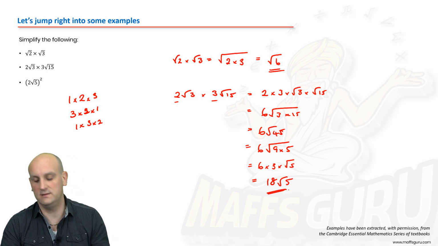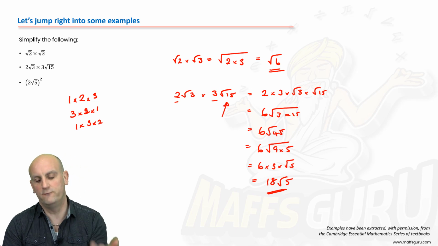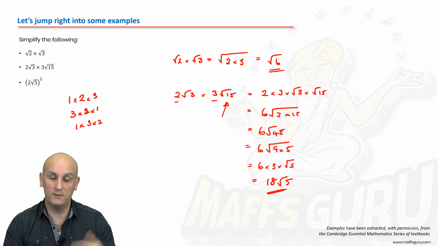Could we have simplified this anywhere? I've got root 15, 1, 4, 9. So I couldn't, but I could do the 15 when it was multiplied by the 3.